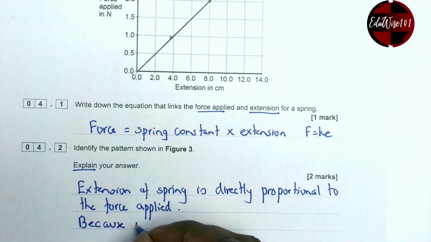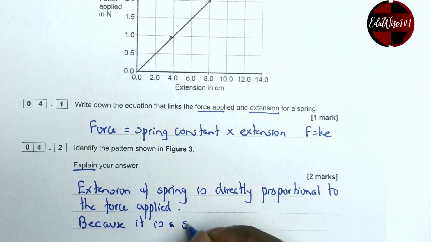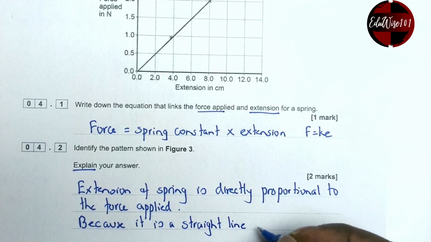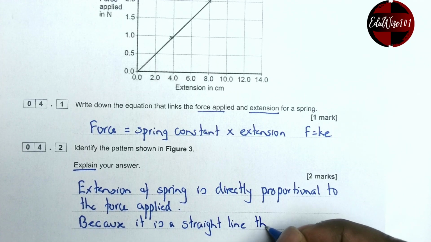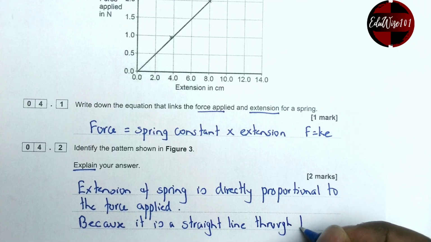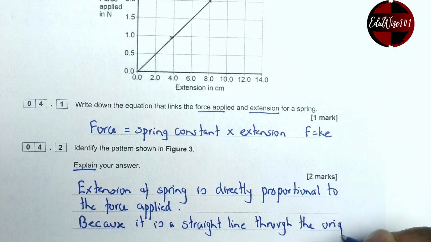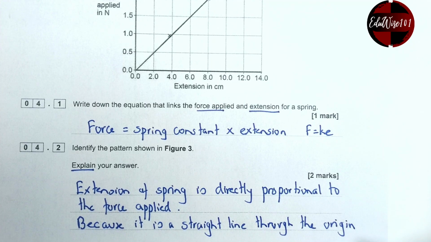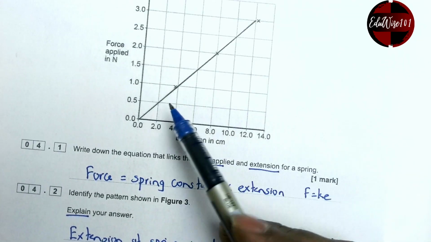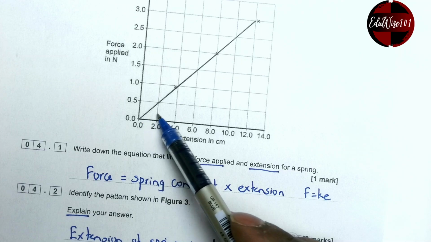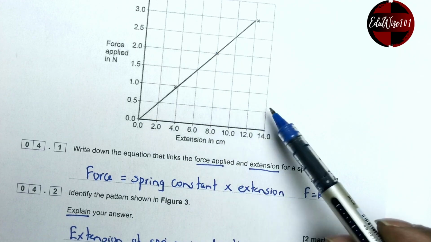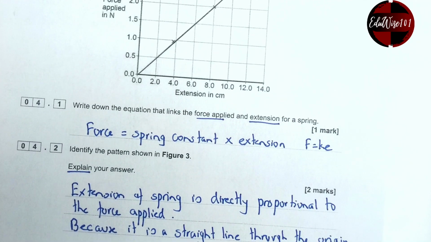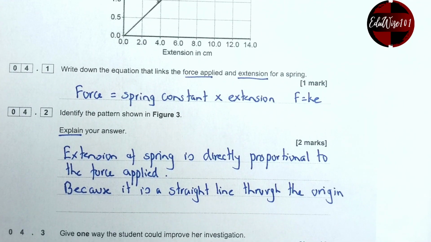Because it is a straight line through the origin. That's a valid point to get the second mark, but it's not always going to be correct. If the line starts here and it actually winds up lower or higher than this, it's not directly proportional. It's proportional but not directly proportional. So remember, although we are not writing it here, make a note of it.